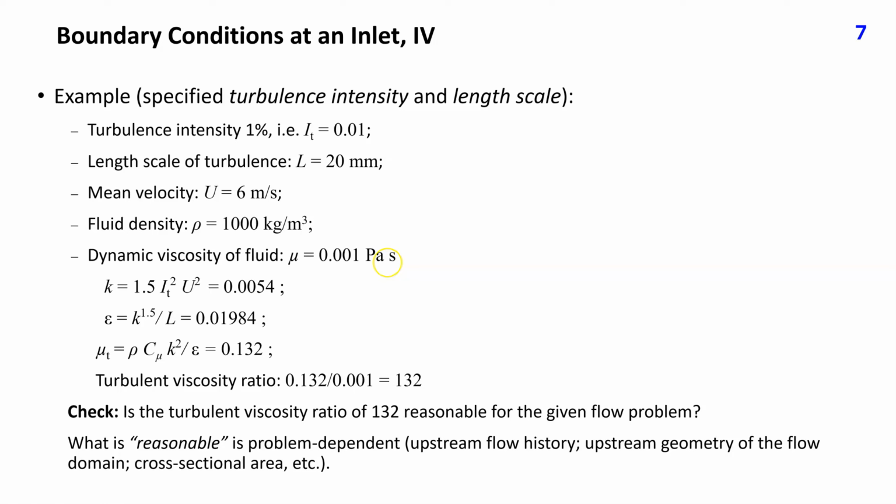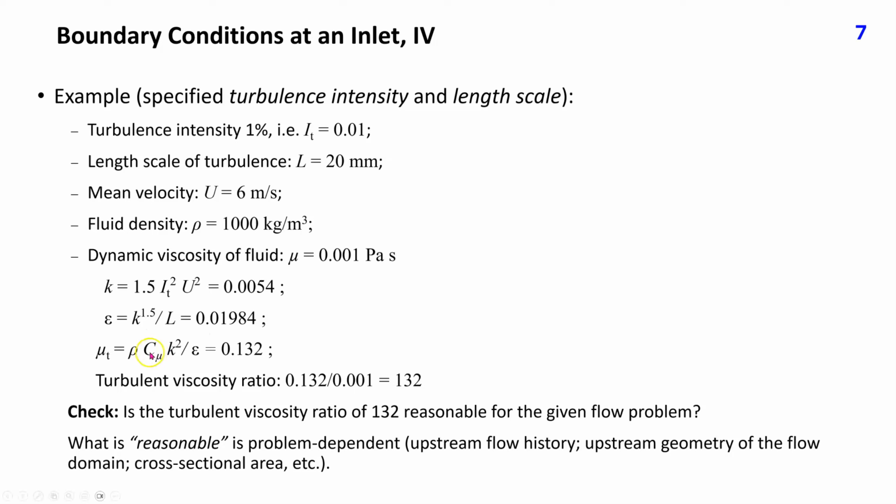With this data, we can estimate turbulent kinetic energy according to the expression at the end of slide 4. k equals 1.5 IT squared U squared equals 0.0054. From the prescribed length scale of turbulence, we can estimate the dissipation rate epsilon using the approximation from slide 5. Epsilon equals k to the power of 3/2 divided by L equals 0.01984.